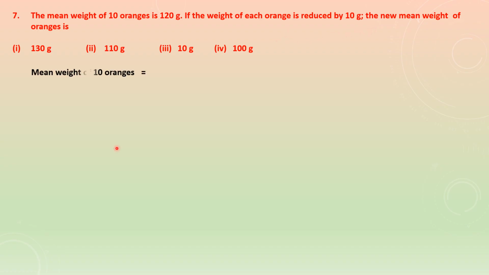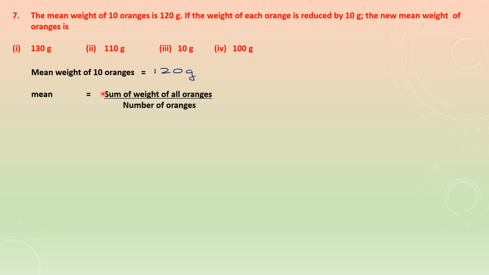So let's begin by writing the mean weight of oranges given to us in the question is 120 grams. This is the mean weight. Now the mean, how do we find the mean? Sum of the weight of all oranges by the number of oranges, isn't it? Now we already have the mean, but we don't have the weight of all the oranges. So we are going to find the weight of all the oranges first. Then we have to reduce the weight of each orange by 10 grams. So let's do that. For that, we are going to use this formula. Mean is equal to sum of weight of all oranges divided by the number of oranges. Here we know what the mean is. The mean is 120 grams. We know the number of oranges. It is 10 oranges given to us in the question.